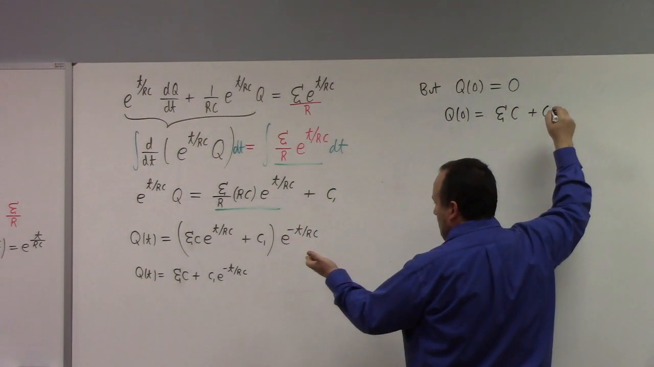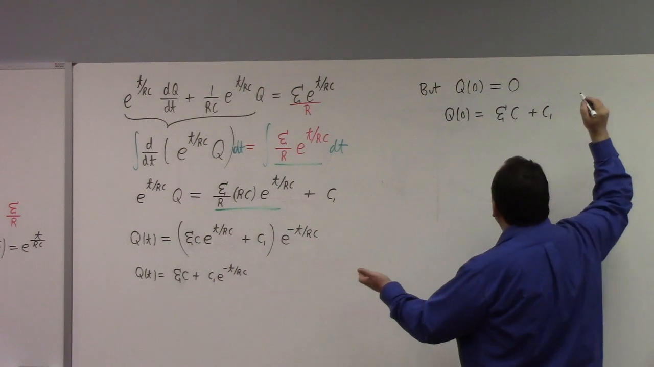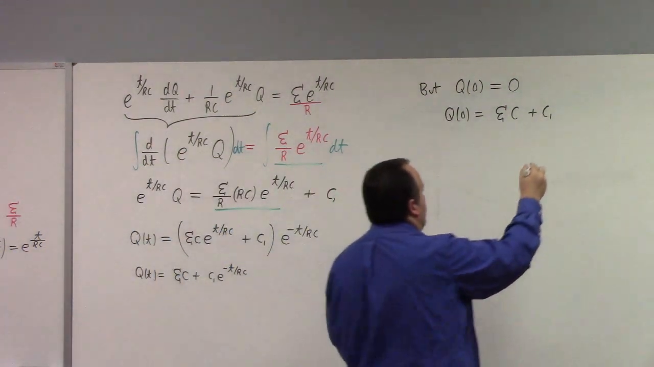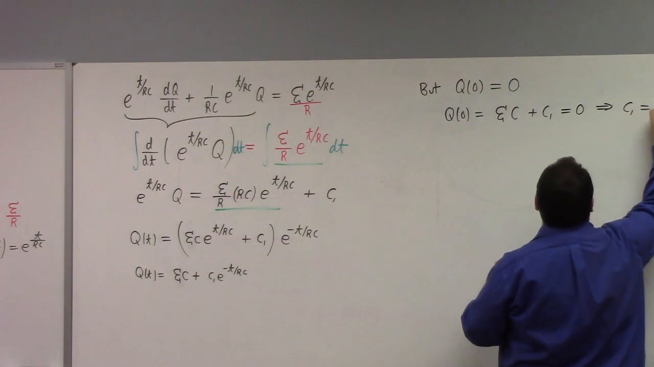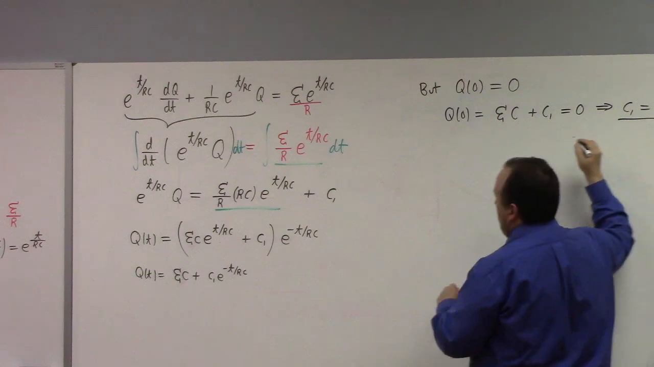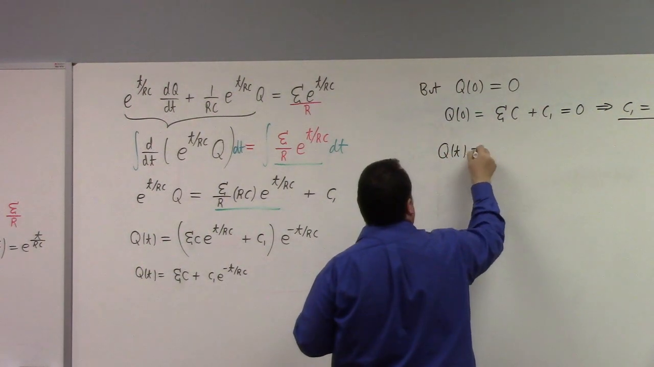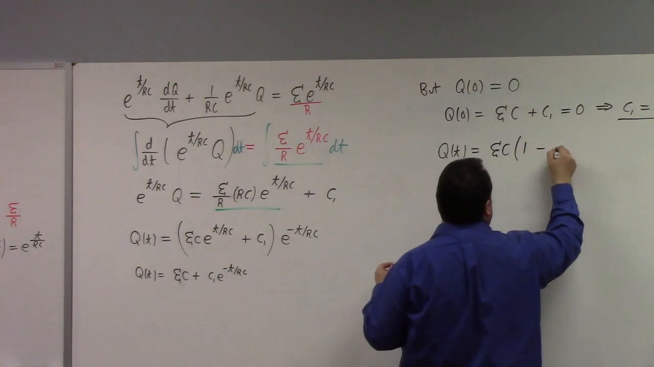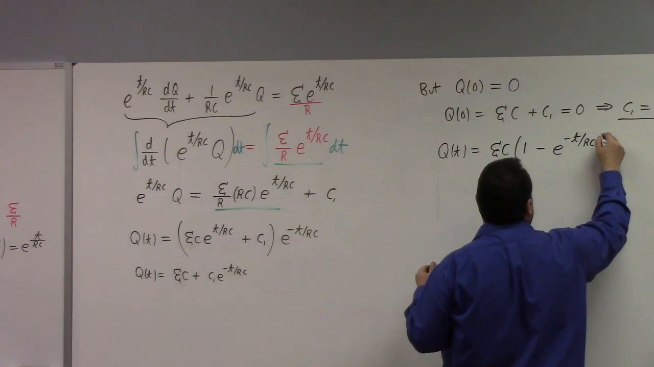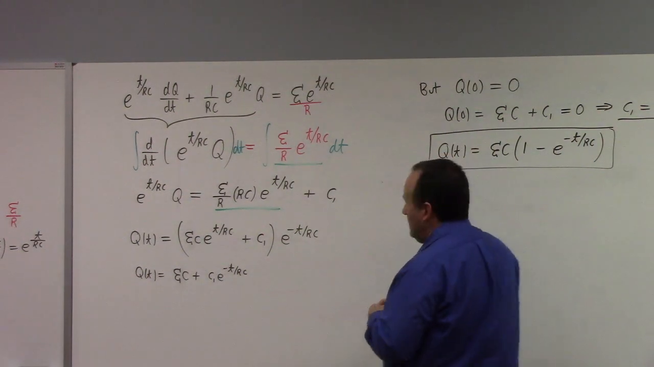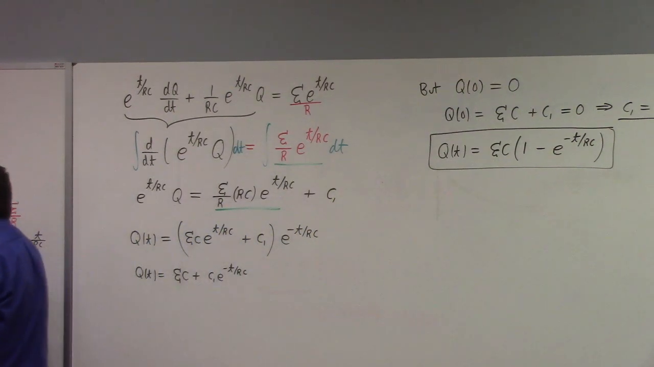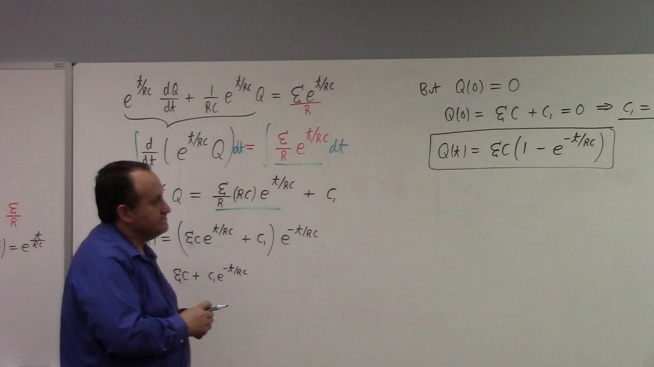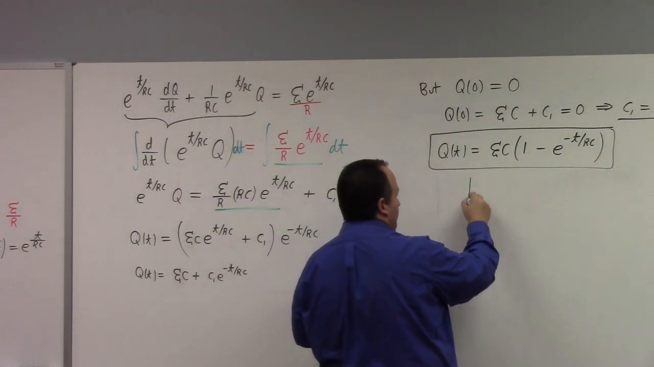What's e to the 0 over RC? What's e to the 0? 1. Okay, so good. So that's equal to 0. What's C1 equal to then? Yeah, C1 is equal to minus EC, apparently. And so what we get is the charge at time t is simply equal to EC times 1 minus e to the minus t over RC. There you go. That's the charge at time t on this charging capacitor, where we're charging it in this RC circuit with a voltage source E. So if we were to graph this, what's it look like?